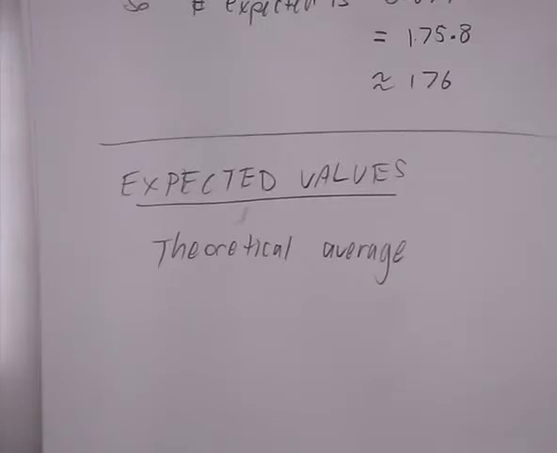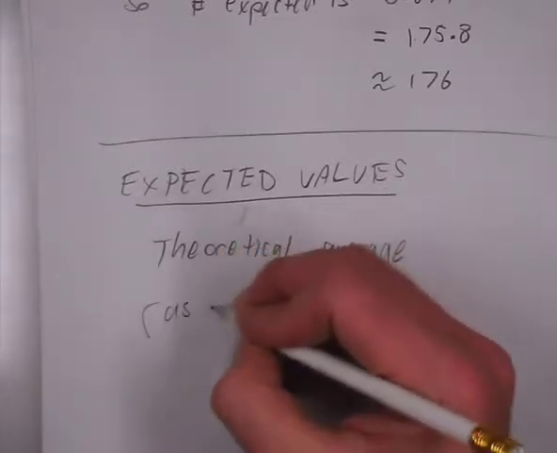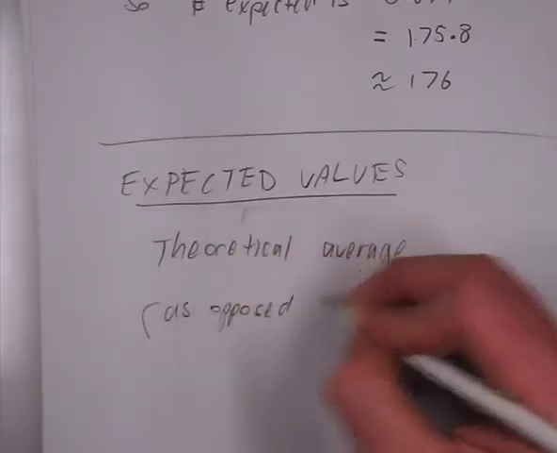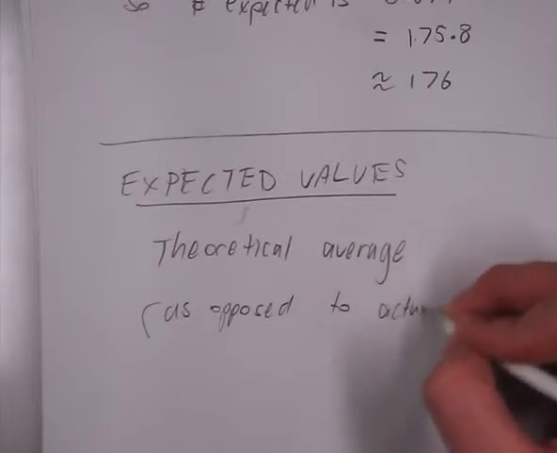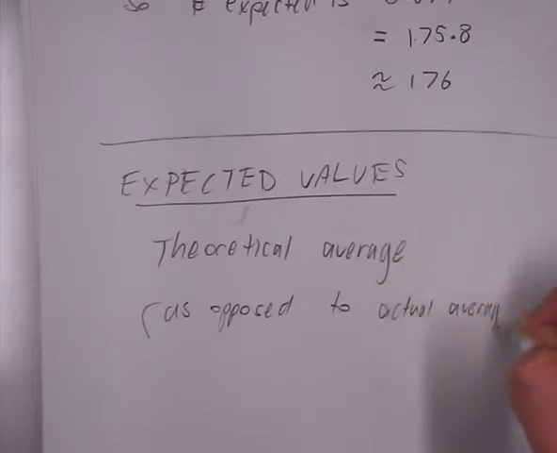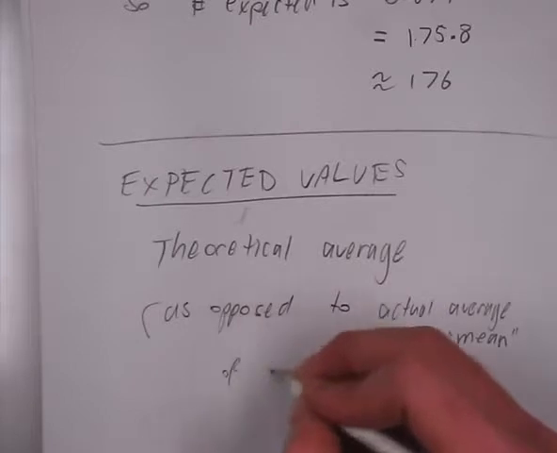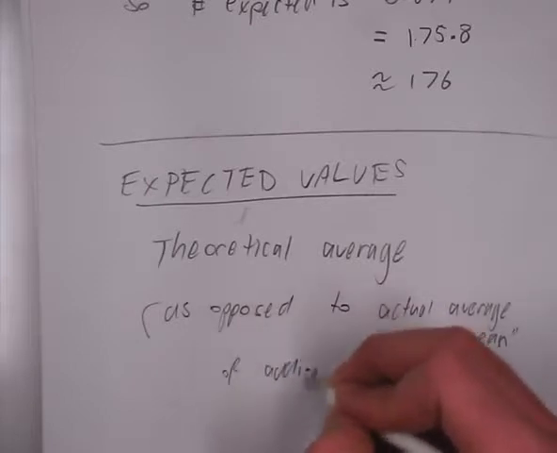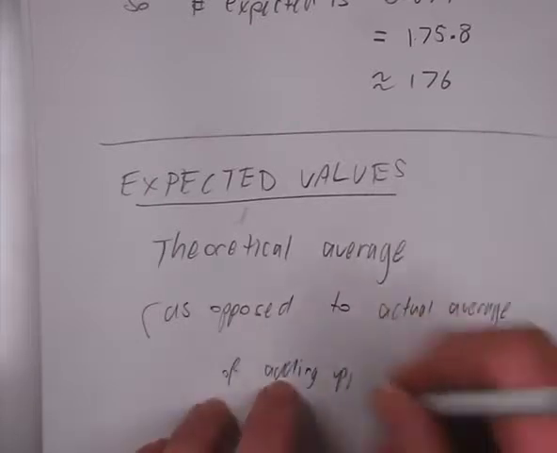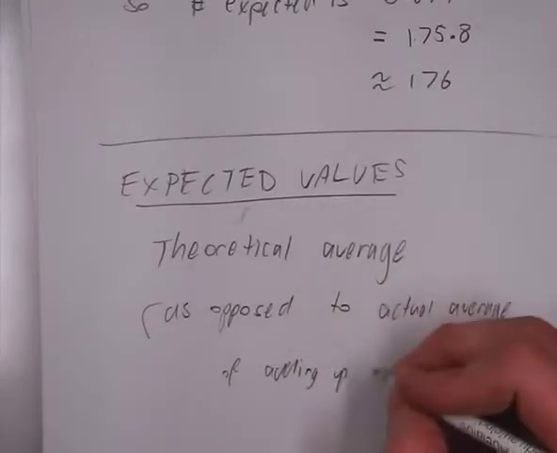And this is where we start to get into problems, because there's another average, which is the actual average, which is adding everything up and dividing by how many there are. Okay? So, as opposed to that, or if you like, statisticians call it the mean, the actual average of adding everything up and dividing by how many there are.